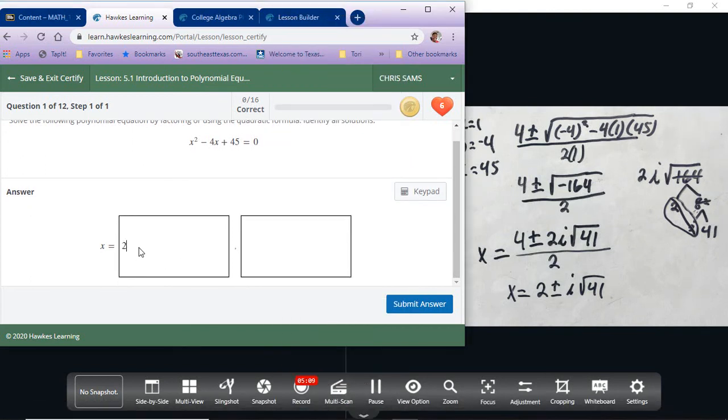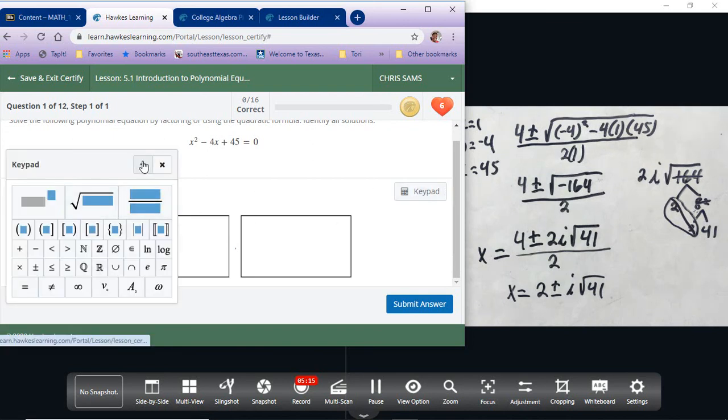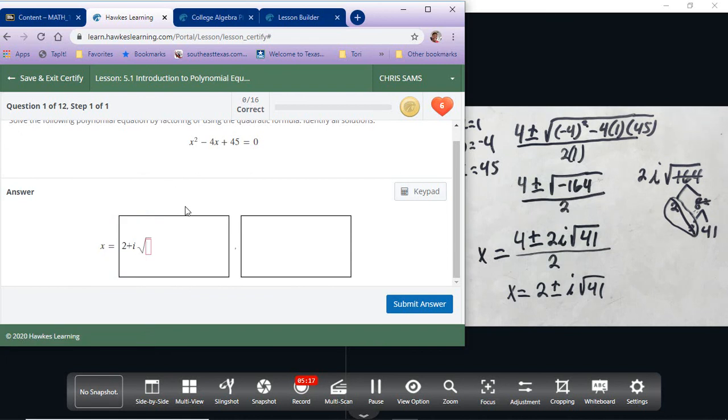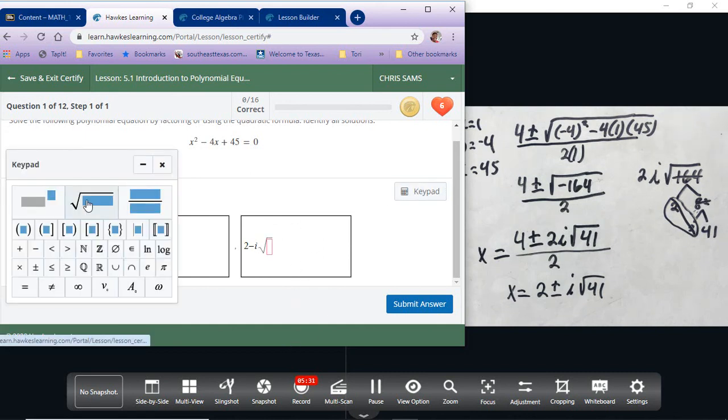So we have 2 plus i, I use the keypad, square root of 41. And then let me see if I can just copy and paste this. Nope, it won't let me do that. Okay, so 2 minus i square root of 41.